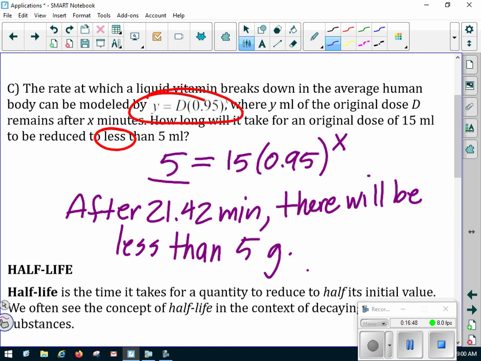You can abbreviate grams with G. That's how you do it in science. You're right, this is milliliters. My bad. It's liquid, wasn't it? Thank you.